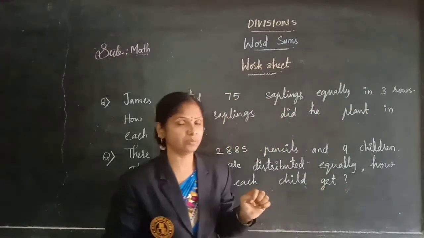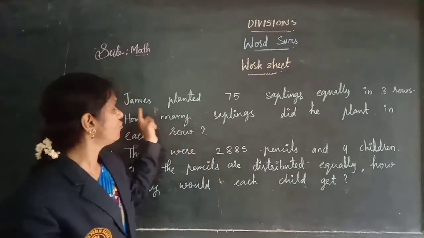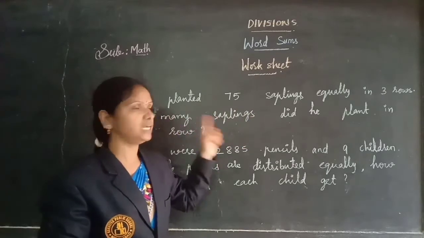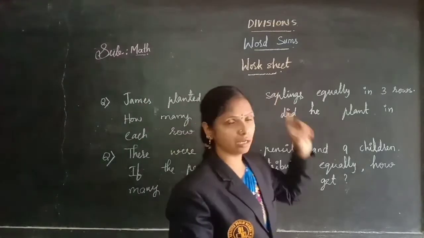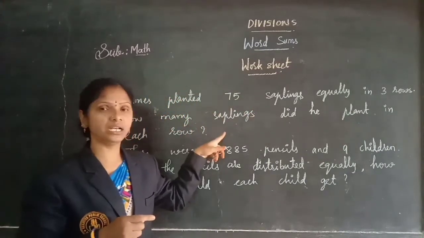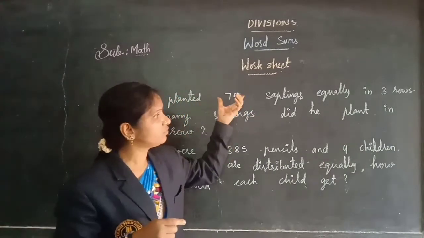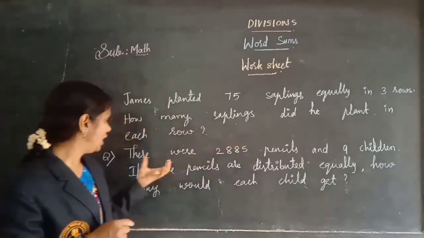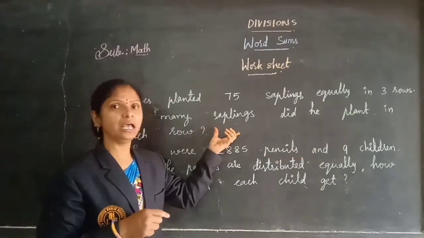How can we write the steps here? So number of saplings planted in 3 rows is equal to 75, and number of saplings planted in 1 row, 75 you divide by the 3, children, and write the quotient as the answer.